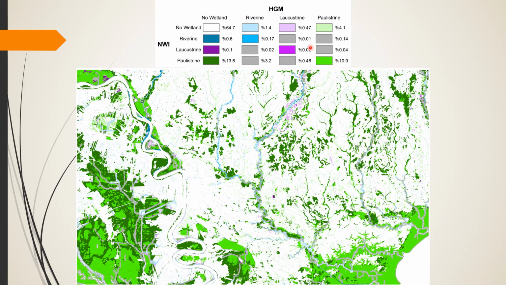So the riverine and the lacustrine are not as apparent, but you can still see areas where there seems to be a lot more lakes, and you can obviously tell riverine by looking at water features here, but they take up much less of the study area. Something else to note is a high amount of misclassification when it comes to palustrine wetlands being classed as riverine in the HGM.